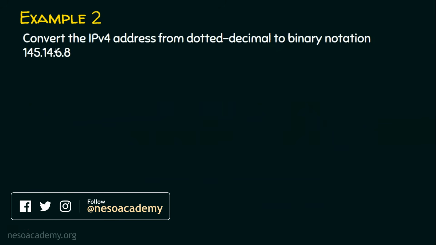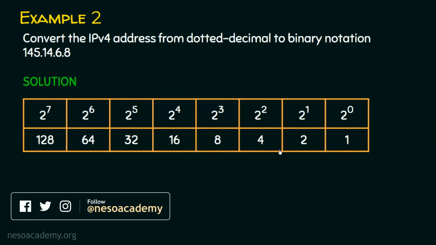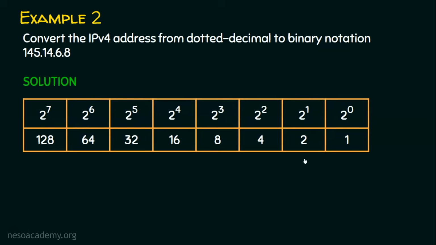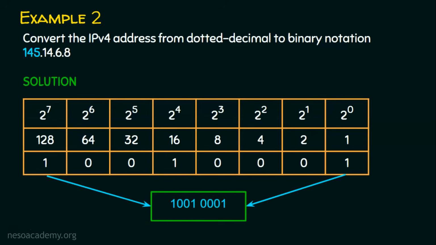In example number 2, we are given the dotted decimal notation and we are required to convert it into binary notation. So the question is, convert the IPv4 address from dotted decimal to binary notation, and the IP address is given. For solving this also, we are going to use the same methodology. So let's focus on the first octet, which is 145.